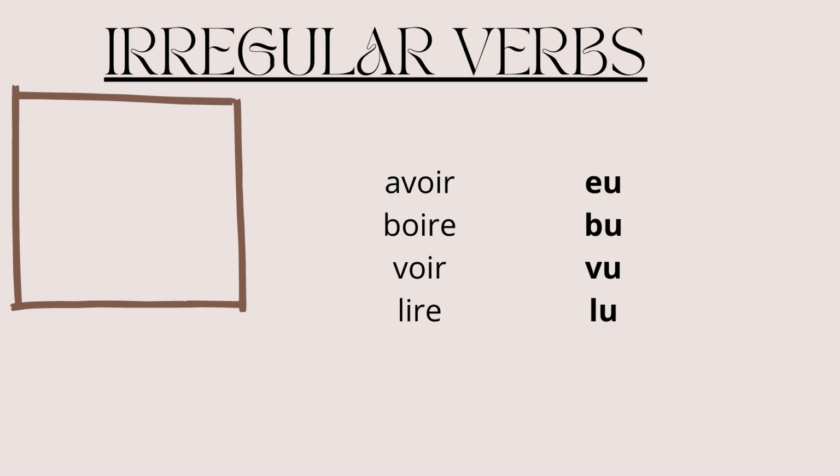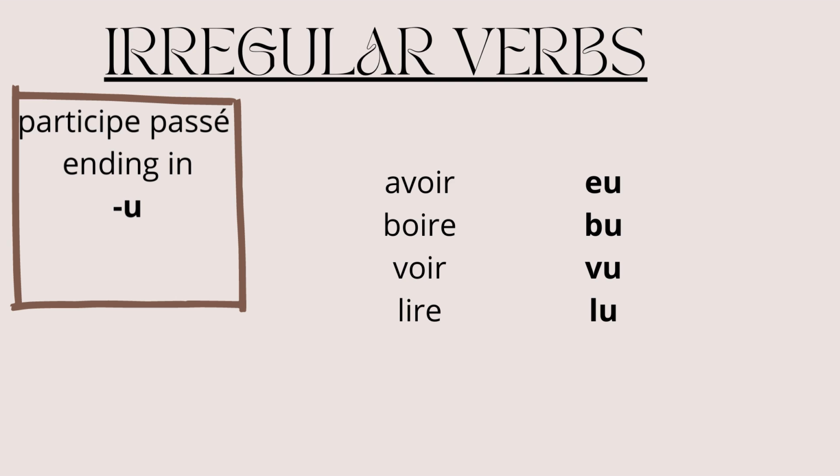Now, moving on to irregular verbs. You have irregular verbs whose participe passé ends with a U, like avoir, boire, voir, lire, etc. So if you want to say, I drank Coke last night: J'ai bu du coca hier soir. I hope you get it. And then maybe I saw a girl yesterday: J'ai vu une fille hier.